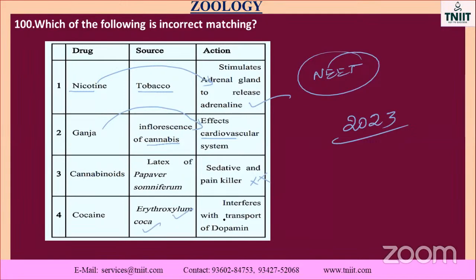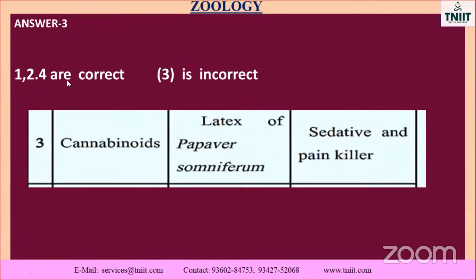It interferes with the transport of dopamine. Dopamine is very, very important. It is a brain-related component. Some chemical substance is secreted in the brain when you take cocaine, ganja, nicotine and so many things. They increase the dopamine in your body. As a result, you feel happy. Suppose it is an overdose, what happens? Hallucinations also come. See this one: 1, 2, 3 are correct and this is the incorrect statement.